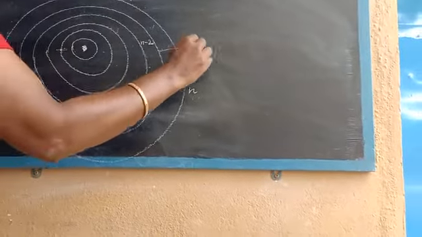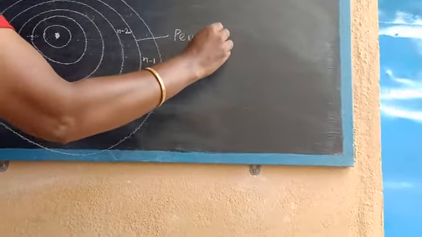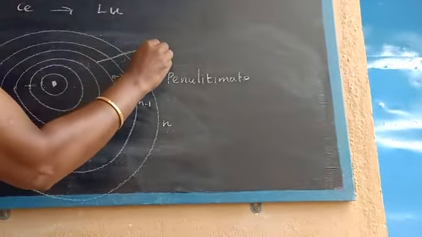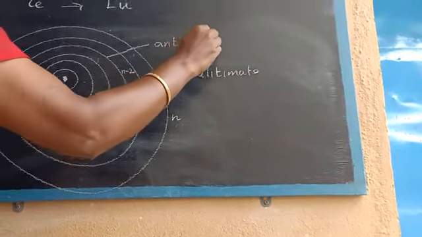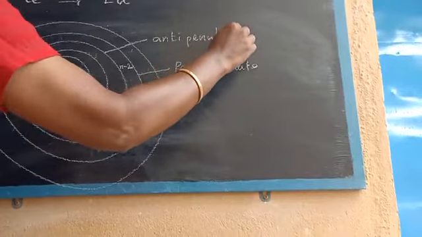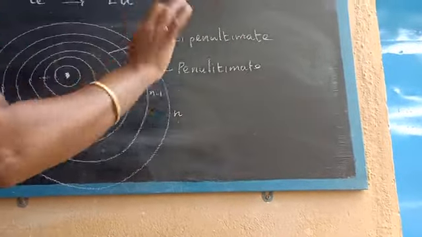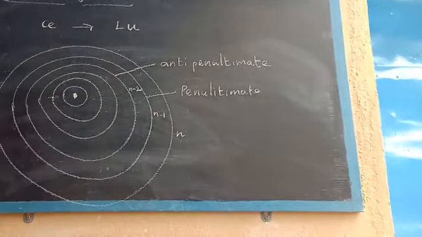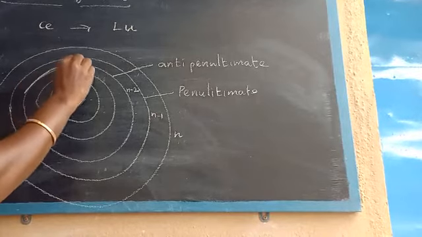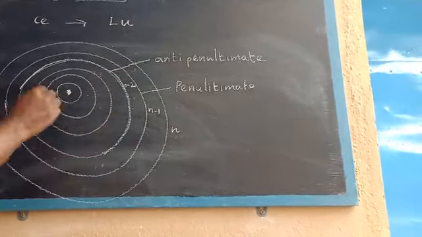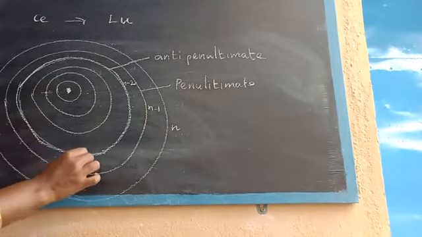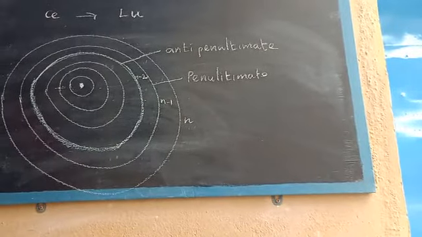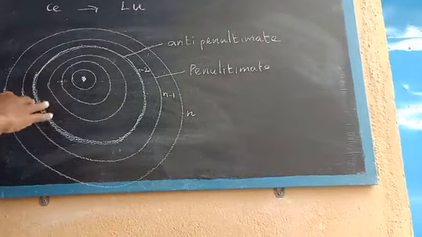This one is the penultimate shell, P-E-N-U-L-T-I-M-A-T-E, and this one is the antepenultimate shell. Here alone the f electron is added, in the f orbital, one by one. So this is the f orbital. Now we are seeing the causes.